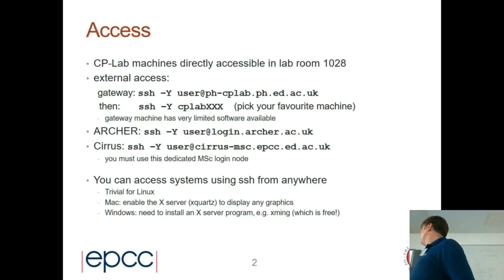For access, this is on the crib sheet, but you just need to use SSH to user@login.archer.ac.uk, where your user is guest27 or whatever it is. That's what the crib sheet tells you how to go through. Minus X, minus Y: I know people who use Macs, and minus Y seems to work better than minus X. Minus Y says it's a trusted connection. Mac users seem to have problems with SSH minus X.